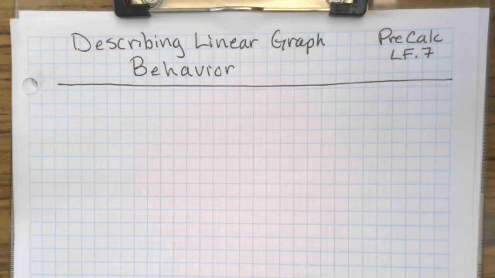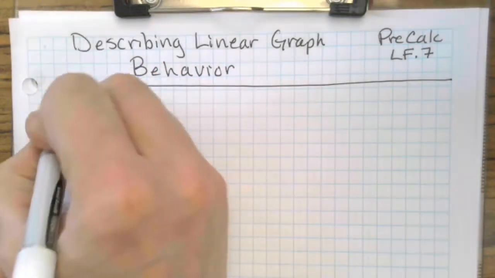Good afternoon. We are going to learn about how to describe linear graph behavior, starting with domain and range, and going to other types of descriptors like boundedness, increasing, decreasing, intervals, and things like that. You are going to want graph paper and a ruler for this. We will be doing a considerable amount of graphing. So grab your ruler, grab your graph paper, and let's dive in.